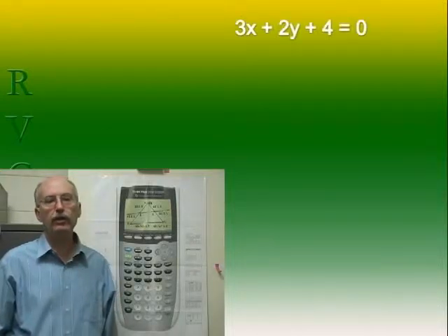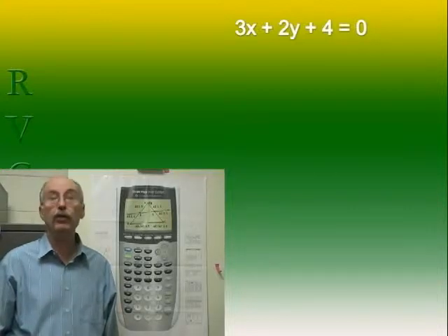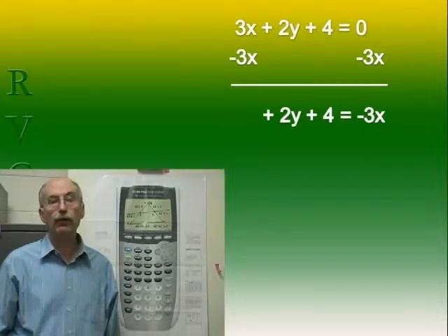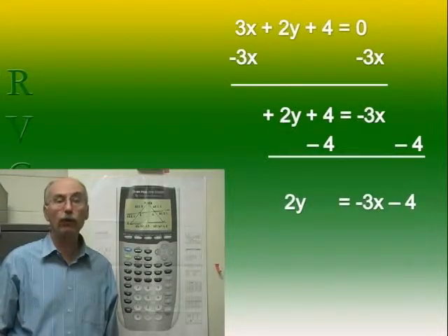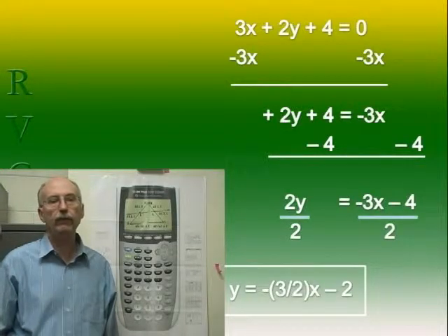Let's enter the equation 3x plus 2y plus 4 equals 0 into the calculator. First, we must convert the equation to look like a function. We're going to subtract 3x from both sides, and we get 2y plus 4 equals minus 3x. Now we're going to subtract 4 from both sides, and we get 2y equals minus 3x minus 4. Now we divide both sides by 2, and we get y equals minus 3 over 2 x minus 2.